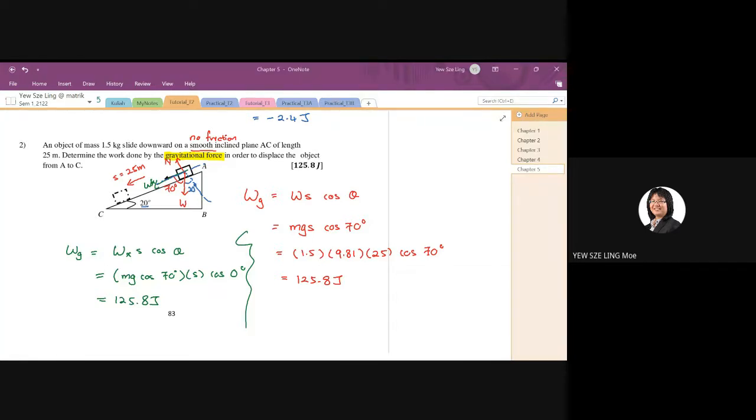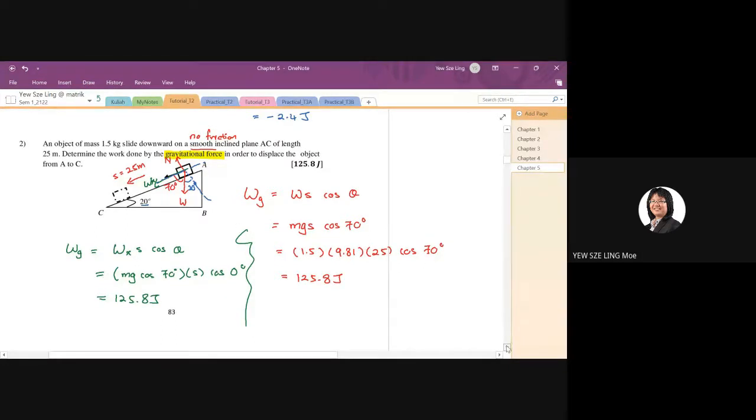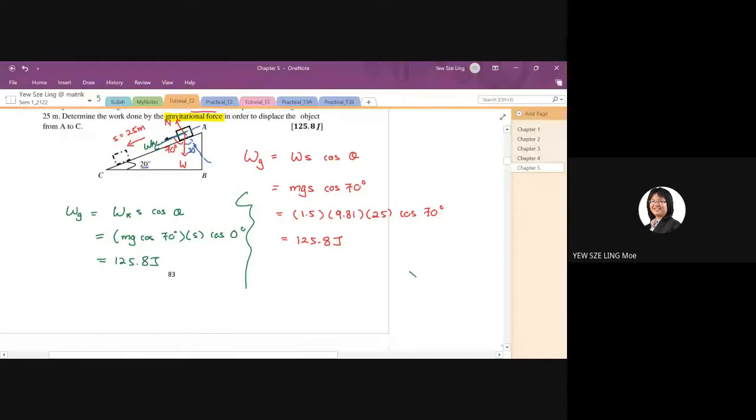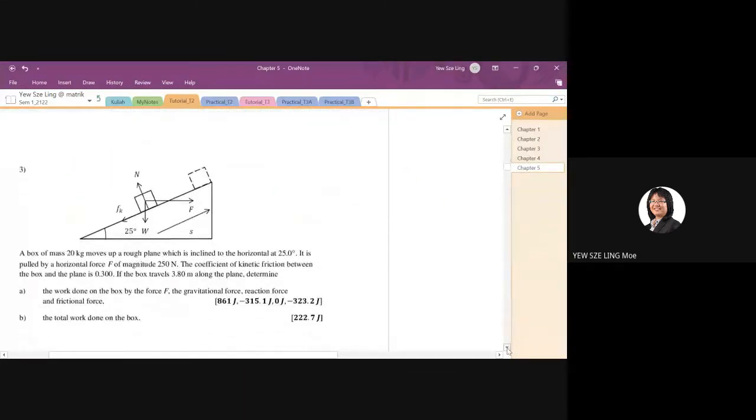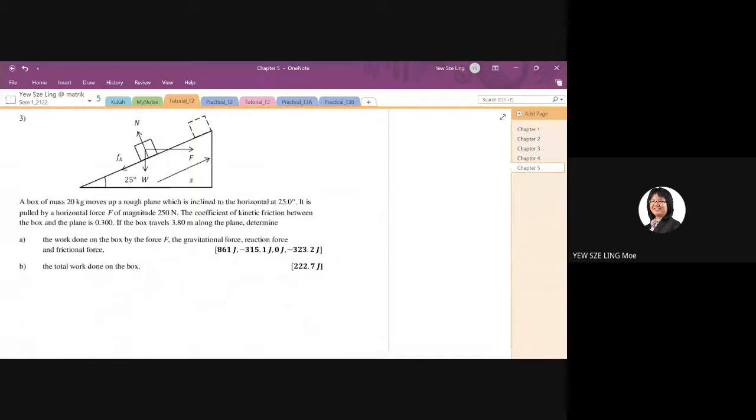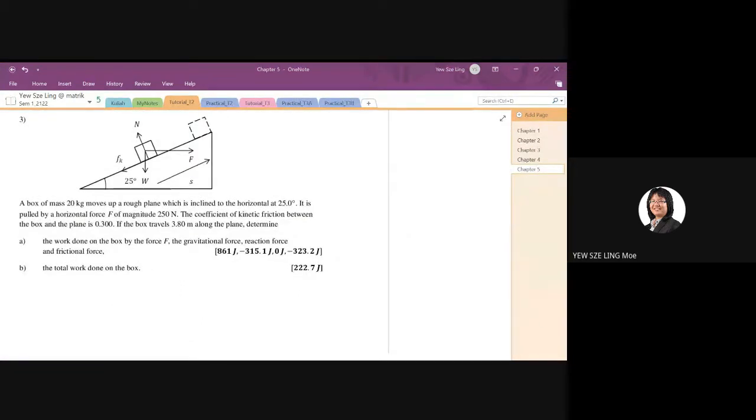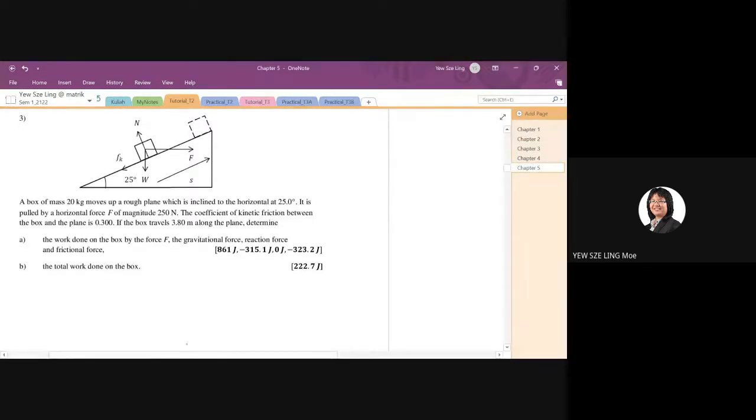So next question is very similar to question 1. I give you 3 minutes to solve it. Soalan seterusnya dia agak sama, kita kata lebih kurang sama dengan soalan 1. You need to identify the directions of all forces first. I would encourage you to draw a free body diagram, and then from there you determine the force by each component, and then after that you calculate the total work done.